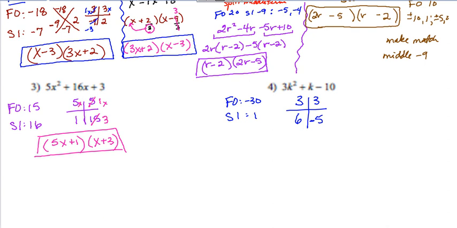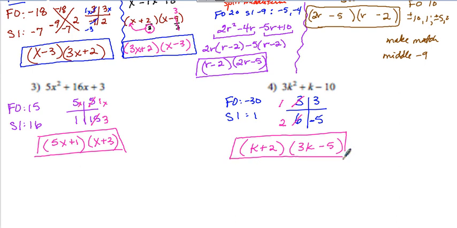Now I need to look and check to see if that can reduce. There's nothing to reduce here, but I can pull a 3 out of 3 here and a 3 out of 6 here. Now I can build my factors, k plus 2 and 3k minus 5. And I can always check this by refoiling it back out to see if I get back to the beginning.